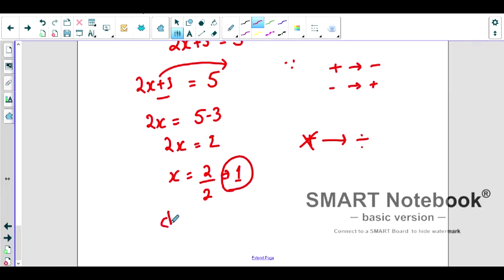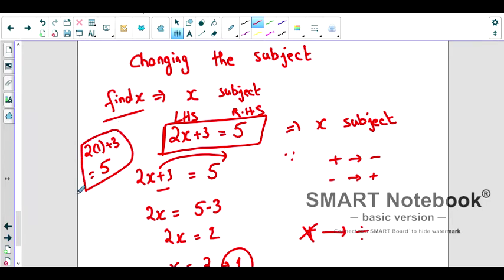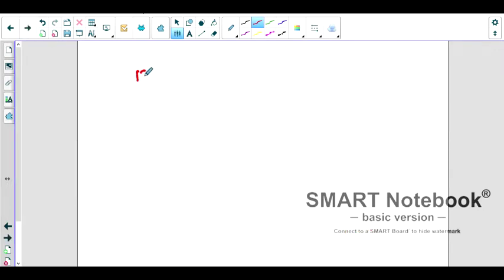Now you can check your question. You should check. If x is 1, this equation should be satisfied. Replace x with 1. So 2 into 1 plus 3. What's the answer? It is 5. So our answer is correct. This is very important: how to change the subject. What are the rules? What are the conditions? We want to isolate that thing. Isolate the subject. Whatever subject it is, we want to isolate it.